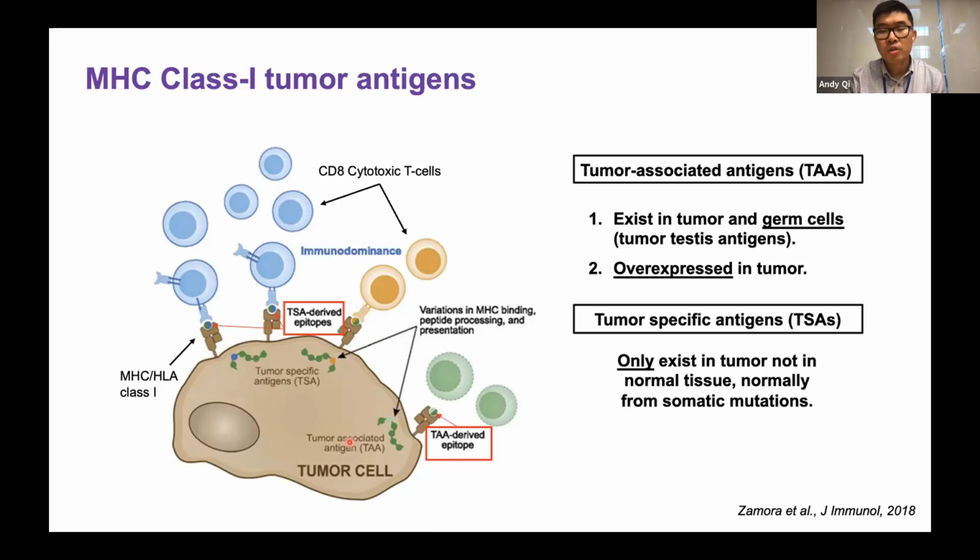But I think this category should be really emphasized in the future. And obviously, the second category is more interesting to the majority of the community. So tumor-specific antigen, as the name says, is just specific to tumor, not in the normal tissue. And normally those antigens contain a somatic mutation, which is really the key of this entire process, because somatic mutation is actually unique to tumor, right?